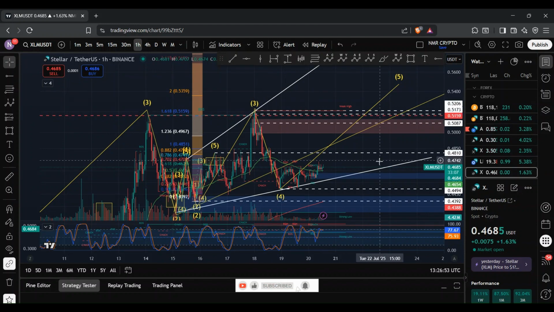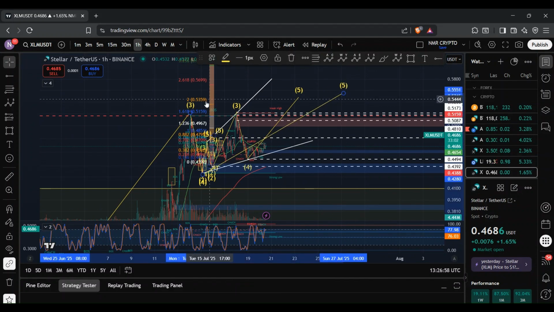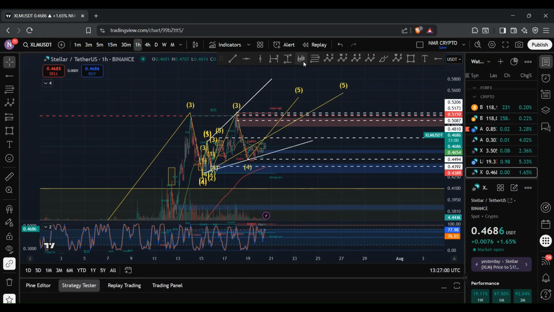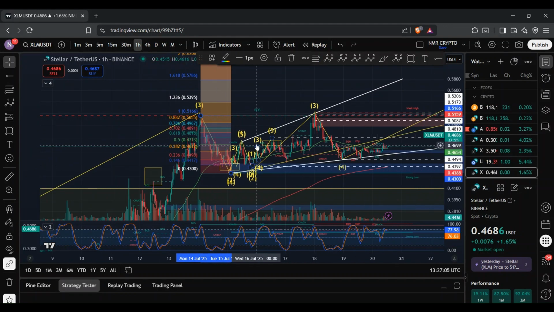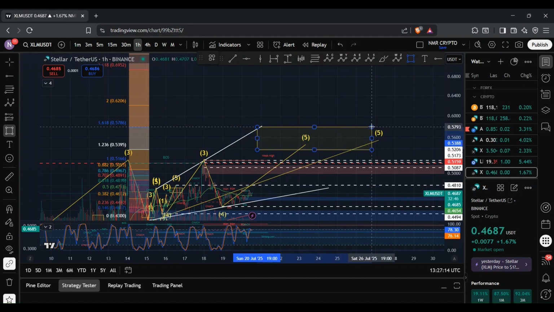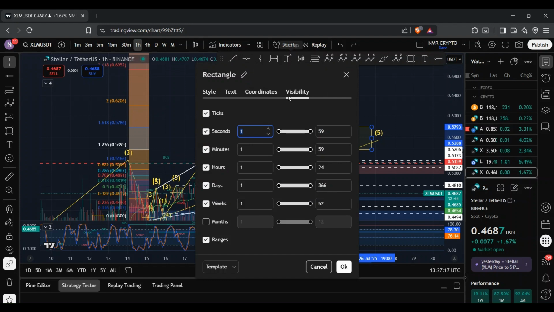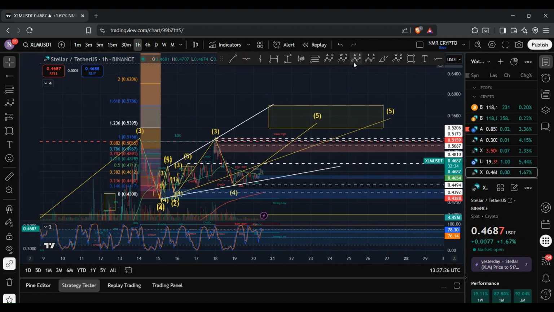So if I set out the target for the larger 5th wave, which is this one here, so if I bring in the fib tool, the next key target for XLM would be this region between 53.95 cents to 57.86 cents. So if I make sure that this is in the right coordinates, so that's the next key target for XLM.